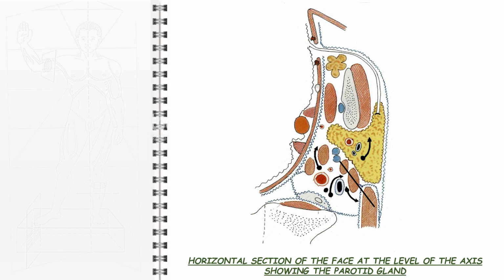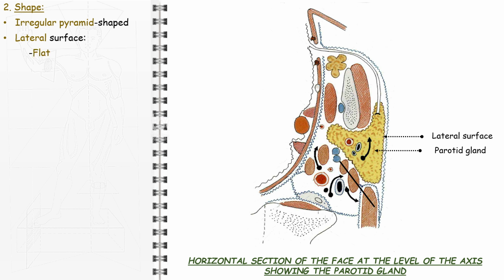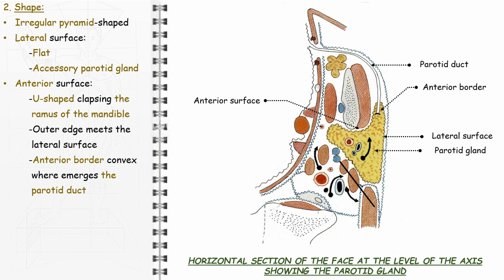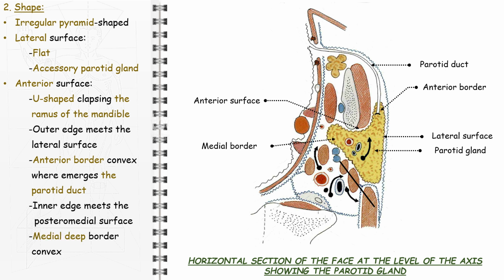The parotid gland is irregular pyramid-shaped. Its lateral surface is flat and is prolonged forwards by the accessory parotid gland. Its anterior surface is U-shaped, collapsing the ramus of the mandible with an outer edge meeting the lateral surface of the mandible. The anterior border of the anterior surface is convex and constitutes the zone where emerges the parotid duct. Its inner edge meets the posteromedial surface of the parotid. Its medial deep border is convex. Its posteromedial surface is deep.